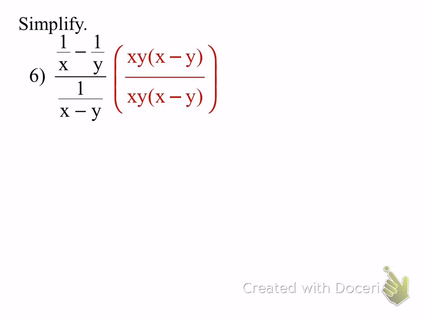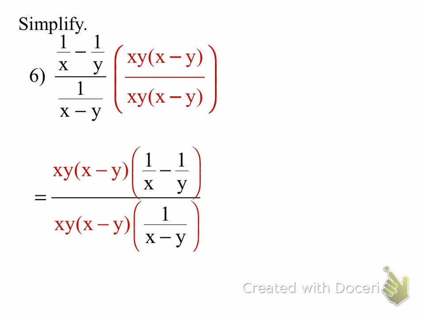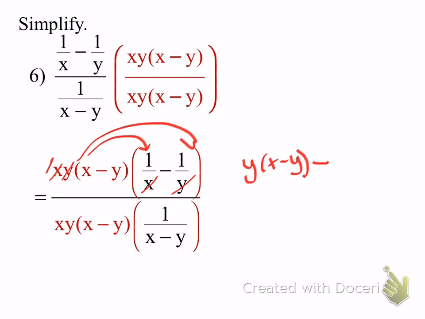Okay? Now, again, remember, line it up so you can cross-cancel it. Over here, when I distribute, the x is going to get cross-canceled, so I'm left with y times x minus y. Minus, over here when I cross-cancel, the y's get cross-canceled. I'm left with x times x minus y.